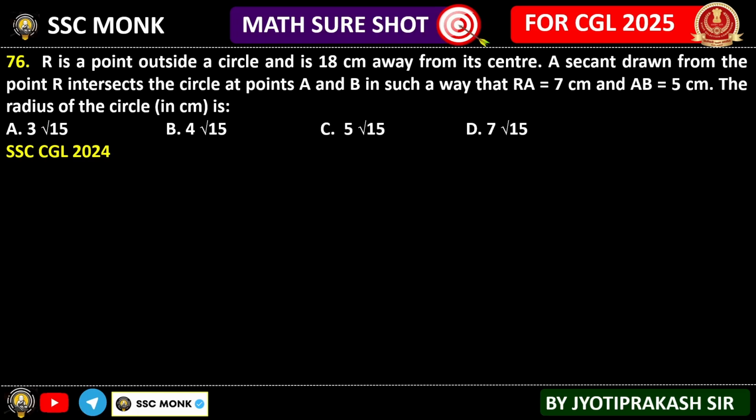Next, R is a point outside the circle and it is 18 centimeters away from the center. A secant drawn from the point R intersects the circle at points A and B in such a way that RA is 7 and AB is 5. Then what is the radius of the circle? Now see, this is a circle. This is a point R. Something is drawn like this: RA 7, AB 5. From the center, this distance is equal to 18 centimeters. Then it is asking to find the radius of the circle.